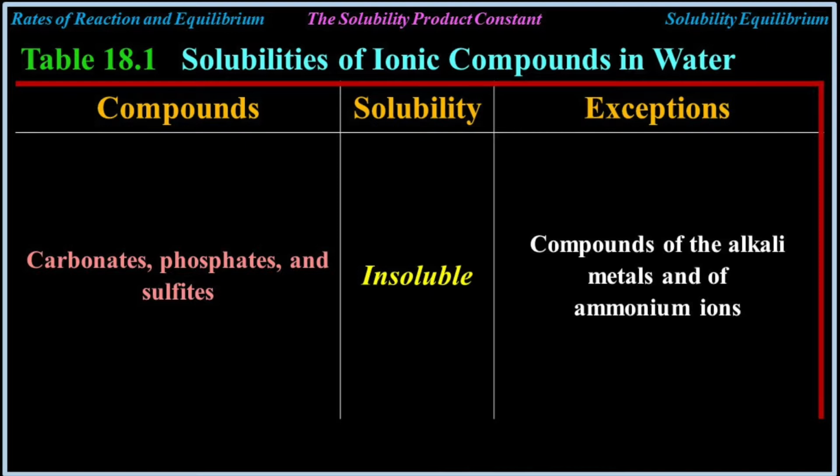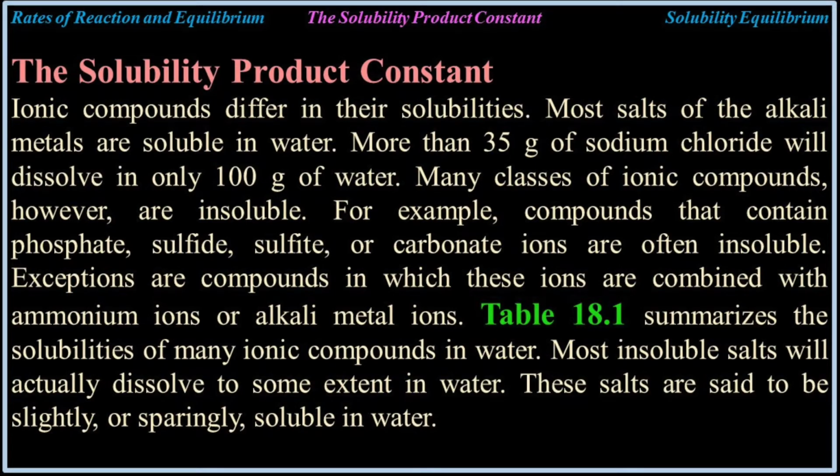So carbonates, phosphates, and sulfites are insoluble. Compounds of the alkali metals or ammonium ions are the exceptions. Solubility product constant. Ionic compounds differ in their solubilities. Most salts of the alkali metals are soluble in water. More than 35 grams of sodium chloride will dissolve in only 100 grams of water.